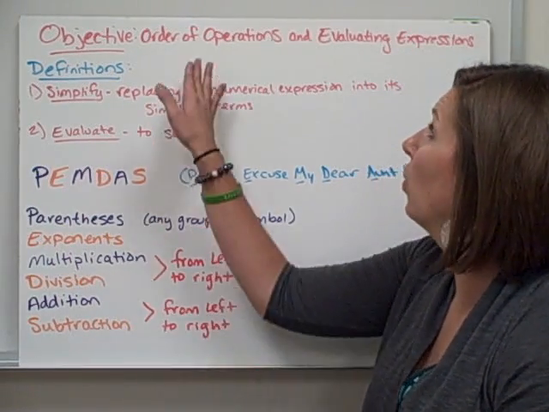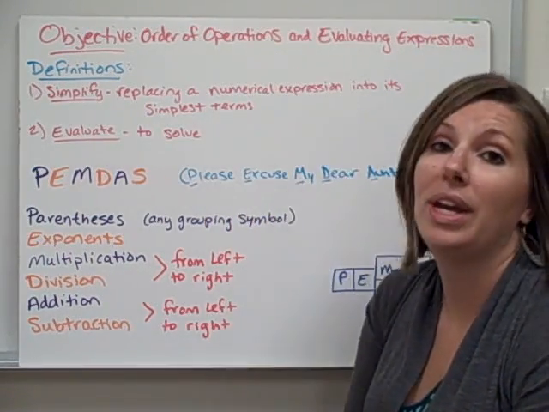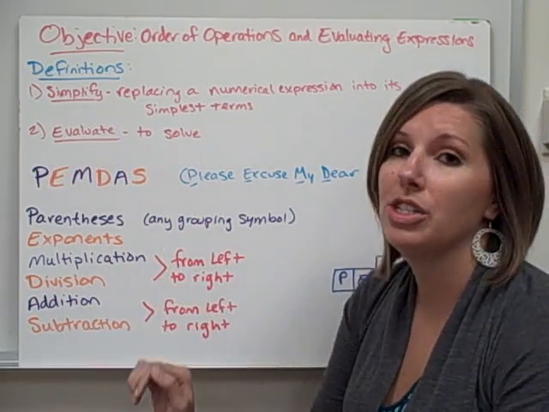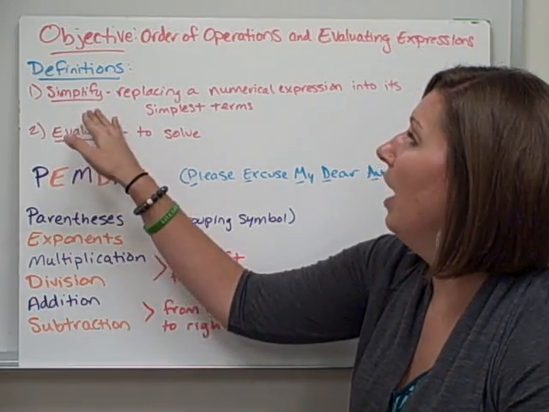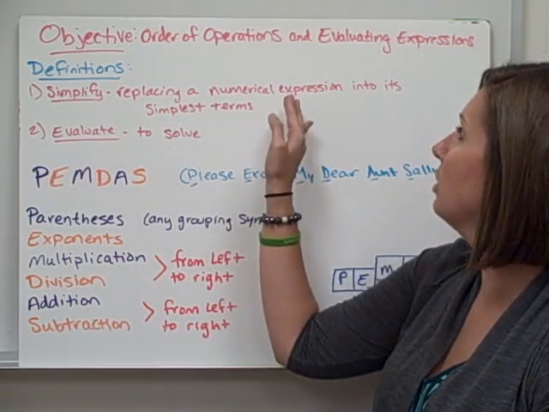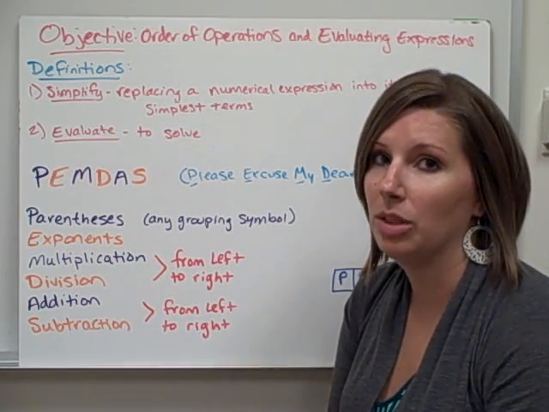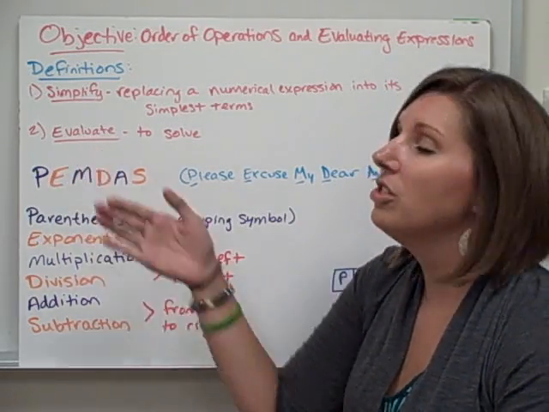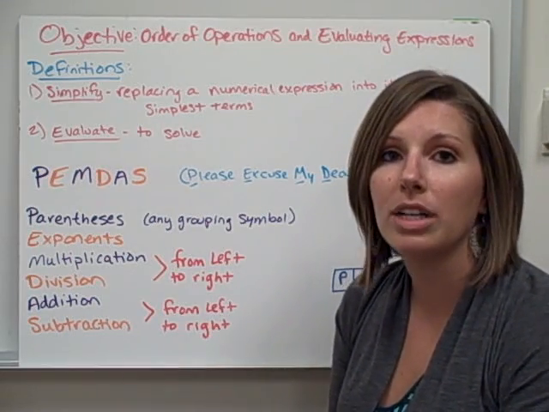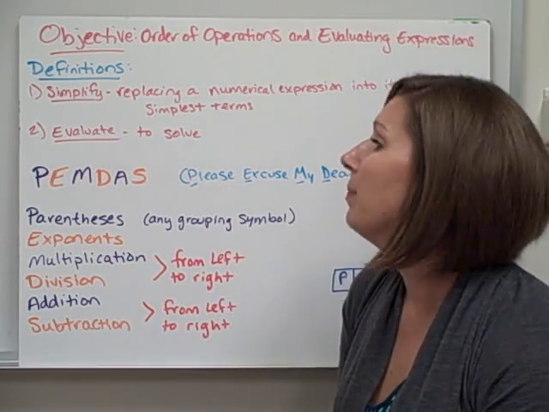Today we're going to talk about order of operations and evaluating expressions. Some definitions first. To simplify is just replacing a numerical expression with its simplest terms. And to evaluate just means to solve. So if you see those directions, that's what you should be doing.